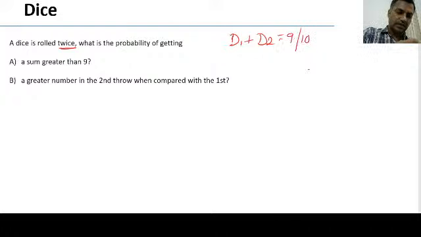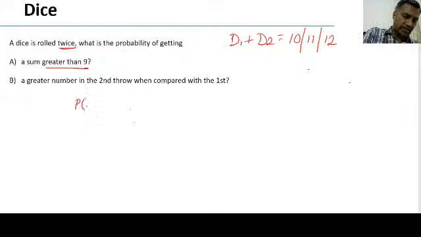9 is fine. 10 is fine. Greater than 9 is what? 10 is fine, 11 is fine, and 12 is fine, because the sum is greater than 9. Greater than 9, 10 onwards. Therefore, the question is: probability of getting 10 as the outcome, or probability of getting a sum of 11 as outcome, or probability of getting a sum of 12 as outcome.